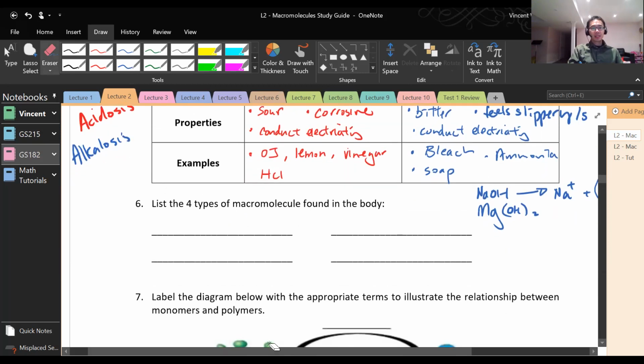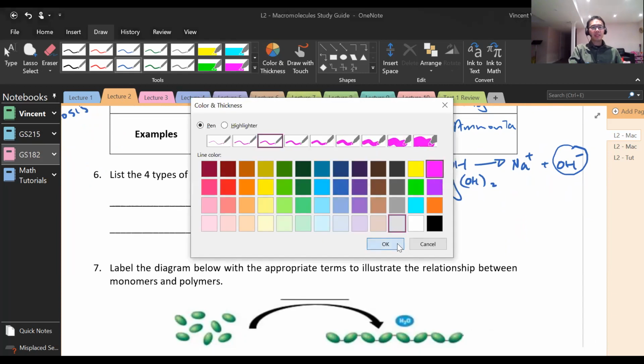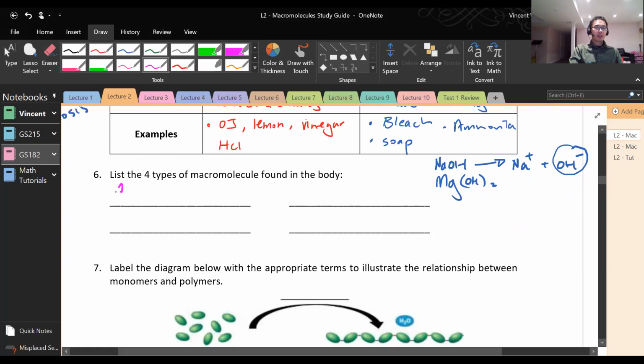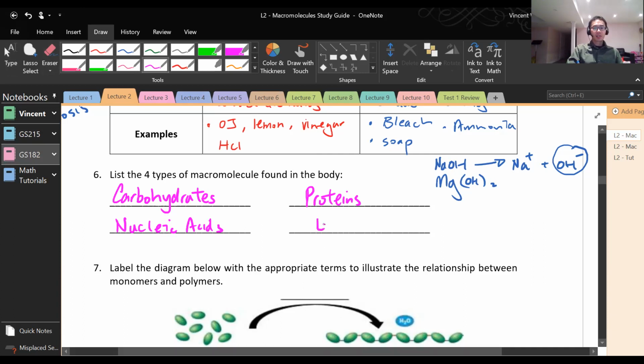Okay, moving on. List the 4 types of macromolecules found in the body. In no particular order, we have carbohydrates. People call them carbs. You gotta eat carbs, you gotta cut down on carbs. Lots of different theories about whether you should have carbs in your diet if you want to lose weight or gain weight. Proteins, that's another one. Nucleic acids. And the last one, no one mentioned this one yet, lipids. That's right. Thank you, Hans.